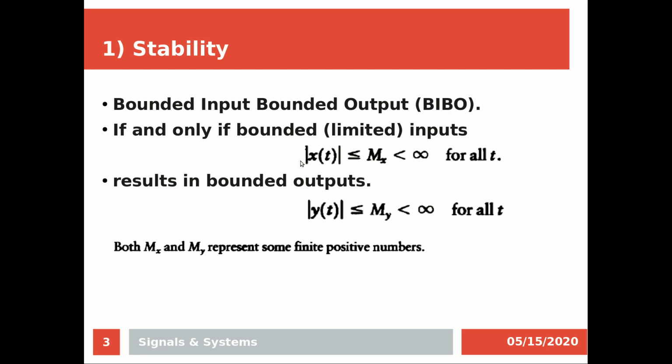First, stability. I want to know whether my system is stable or not. Stable means that a bounded input gives a bounded output. BIBO: bounded input gives bounded output. So the system is stable. I give, for example, 5 volts, and it always gives 5 volts.